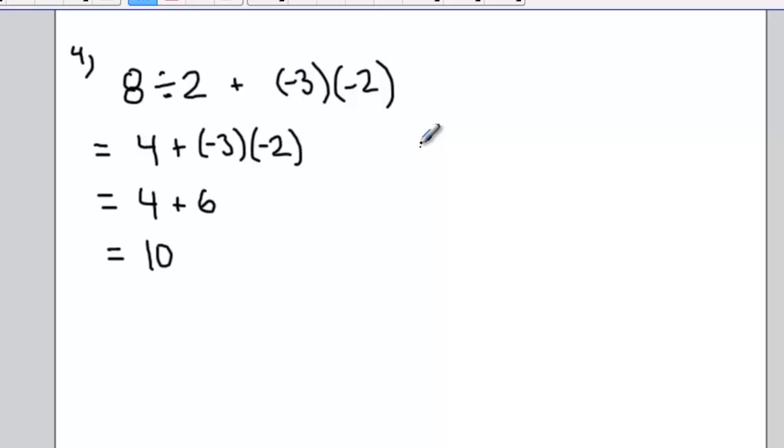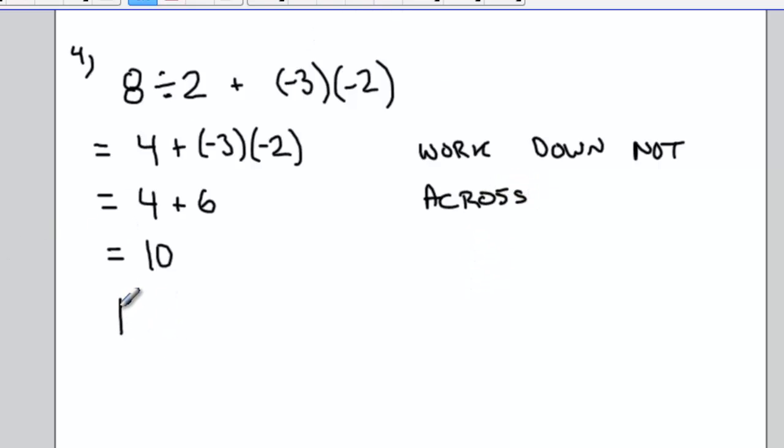Notice how as I'm solving, I'm working down, not across. Also notice how my equal signs all line up. These are parts of good form in mathematics. So as we're solving problems, we always want to be working down, not across, and making sure in our questions our equal signs line up, and we only have one equal sign per line.